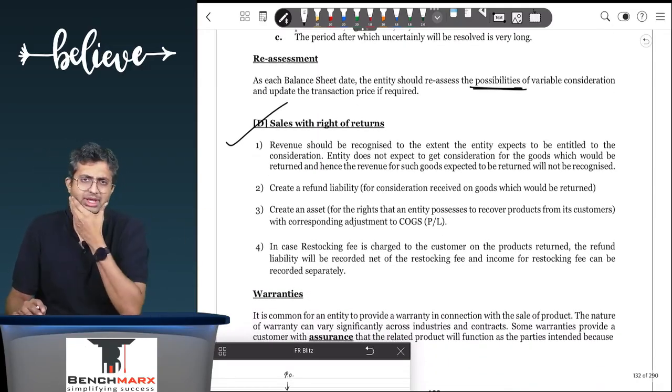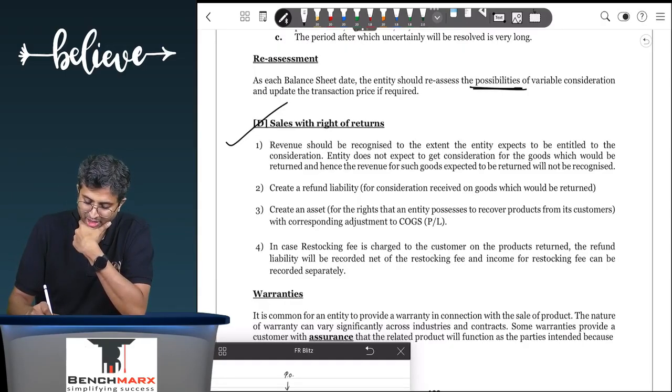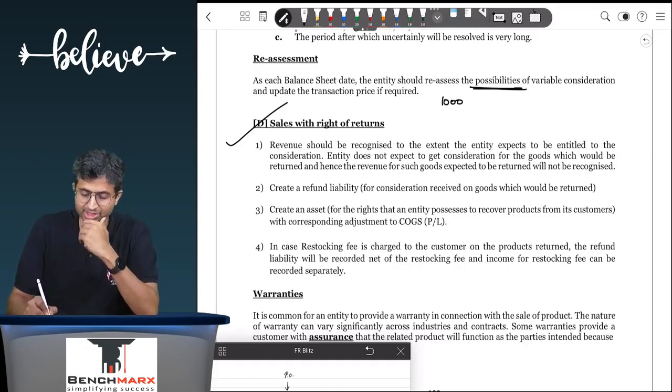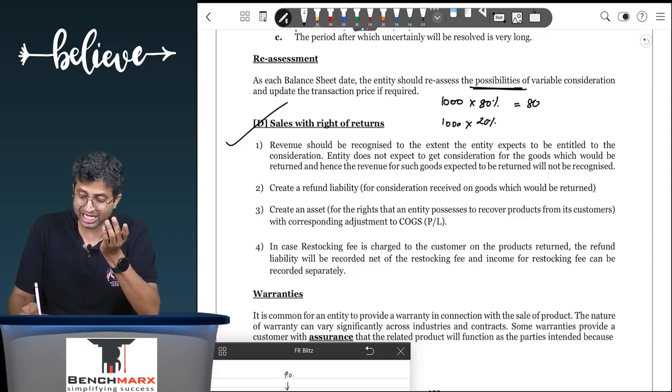It had come in a very recent exam question as well, I think May 2022, where in the month of March, you have sold 1000 units with a return period of 1 month. You don't know whether these goods will ultimately be returned or not. So the old standard says you wait till the time the return window closes. The new standard says you look at your past experience, and if you believe that out of these 1000 units, 80% will not be returned and 20% will be returned, then you can recognize revenue to the extent of 800 units.